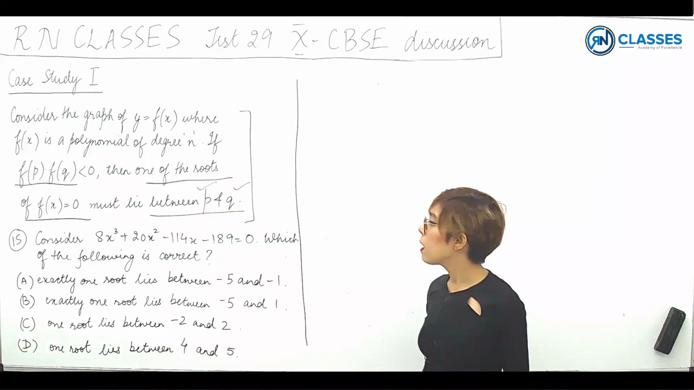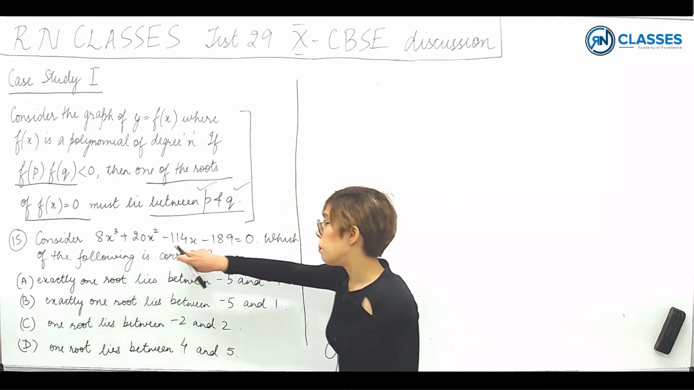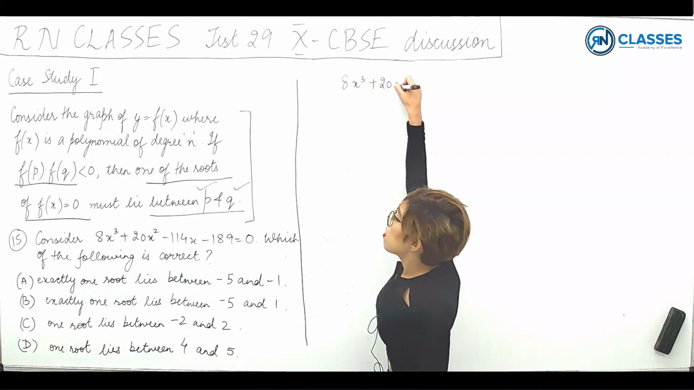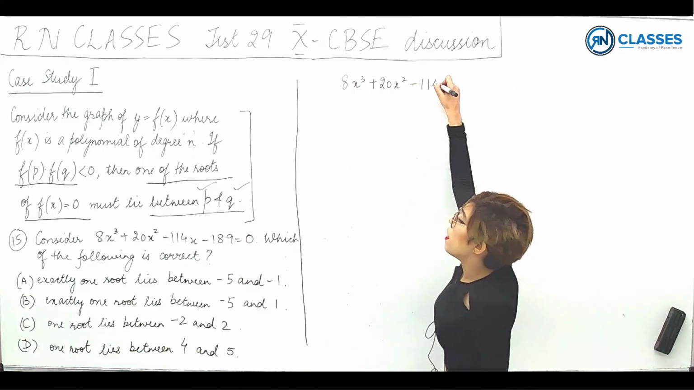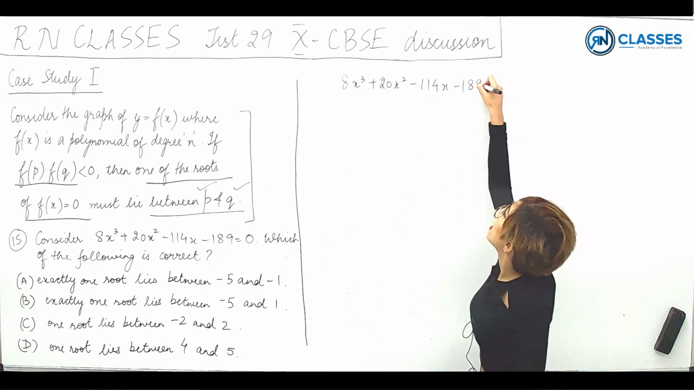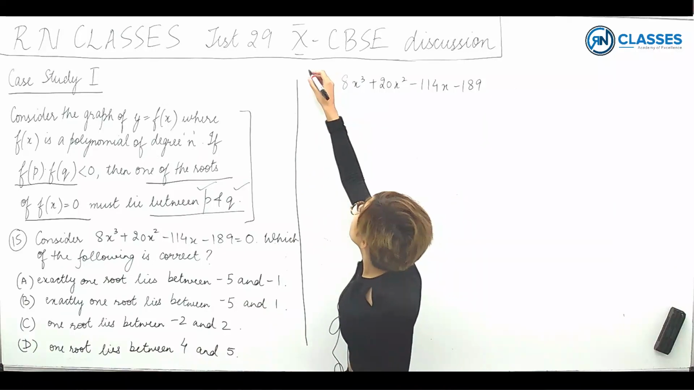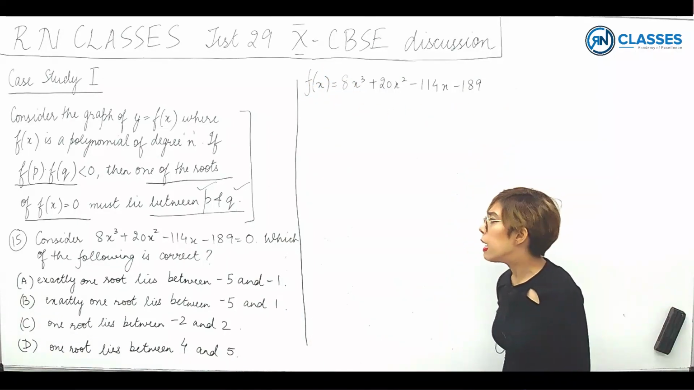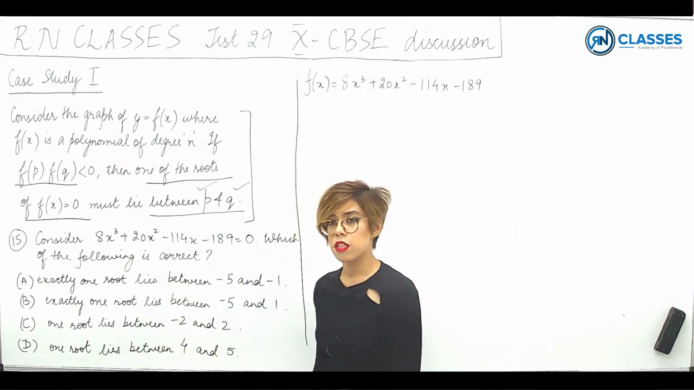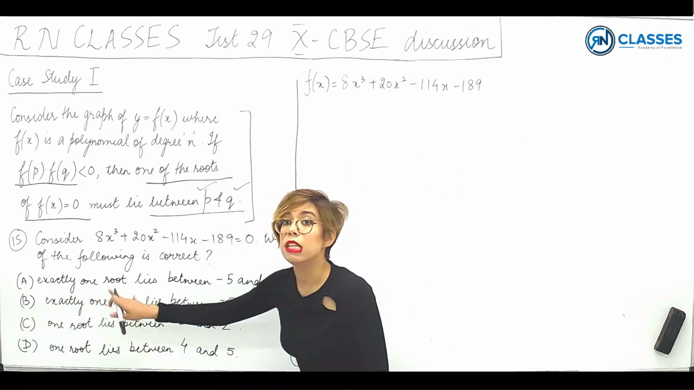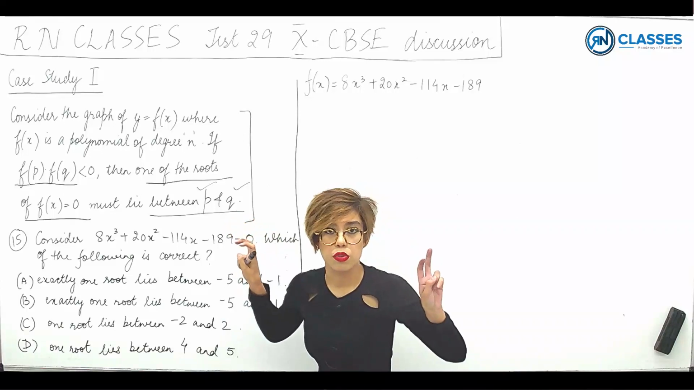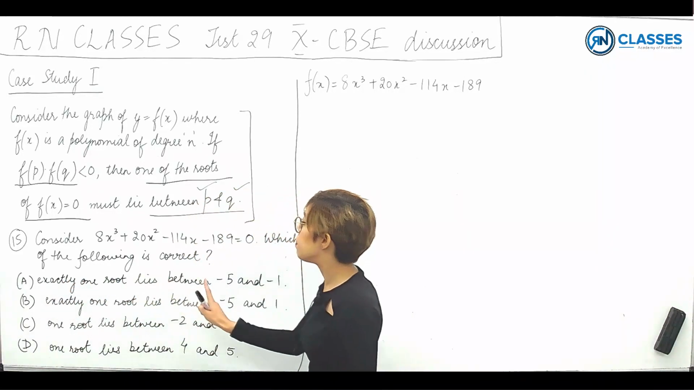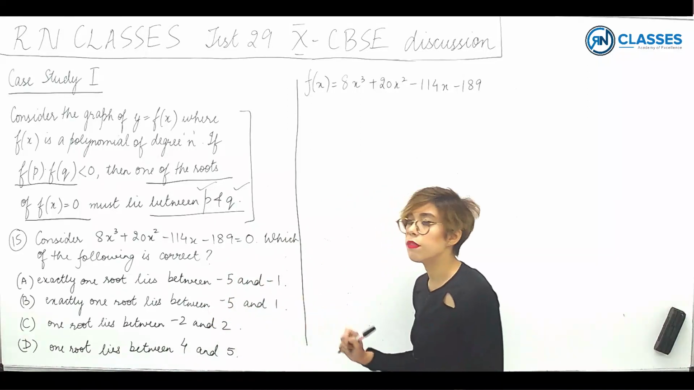So, the next one. Now, consider the polynomial 8x cubed plus 20x squared minus 114x minus 189. So this is an equation, but my polynomial will be f of x equal to this cubic polynomial. Right? Now, which of the following is correct? So basically, he is talking about the interval of the root. Right? So first check karte hain. Exactly one root lies between -5 and -1.